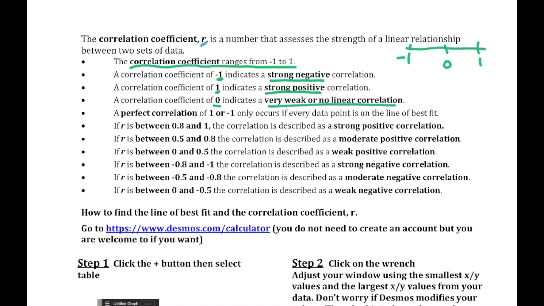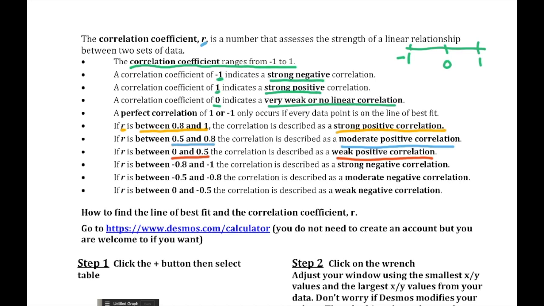So if we see a value of R between 0.8 and 1, we're going to say that it is a strong positive correlation. When we venture away from this and we go between 0.5 and 0.8, that's more of a moderately positive correlation. And then we get to 0 to 0.5, and we say that's a weak positive correlation because the values are still positive, but it's very little. The correlation is not as strong. It's closer to 0.